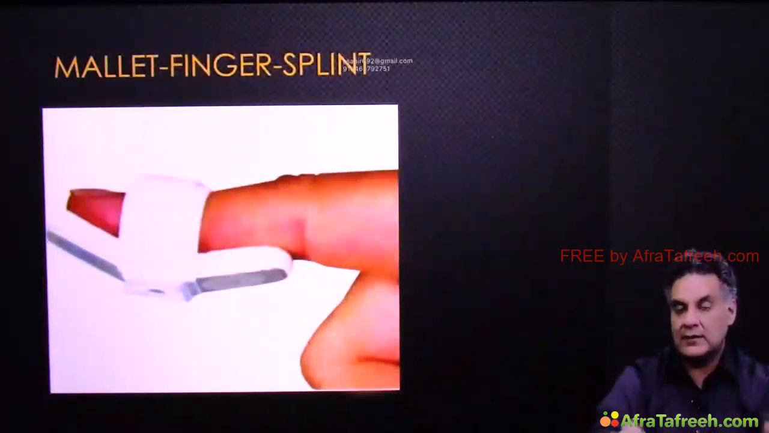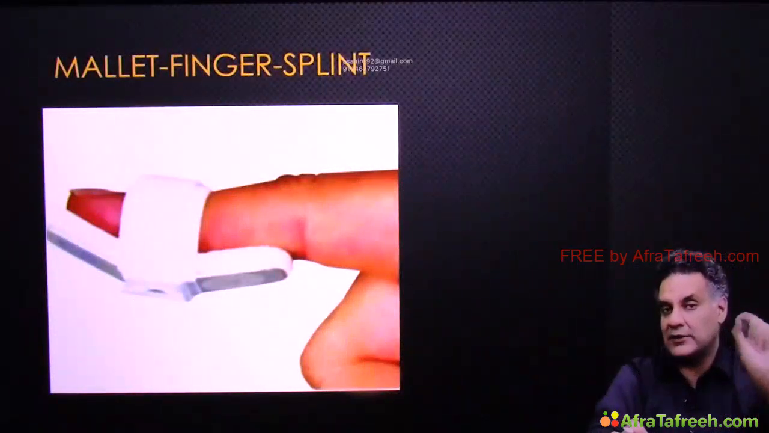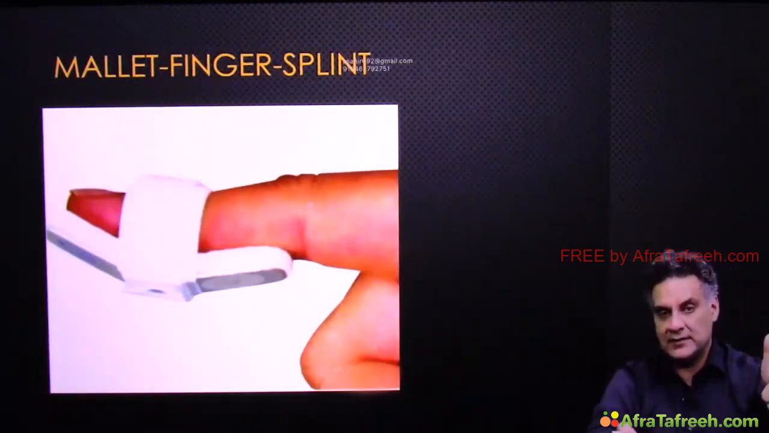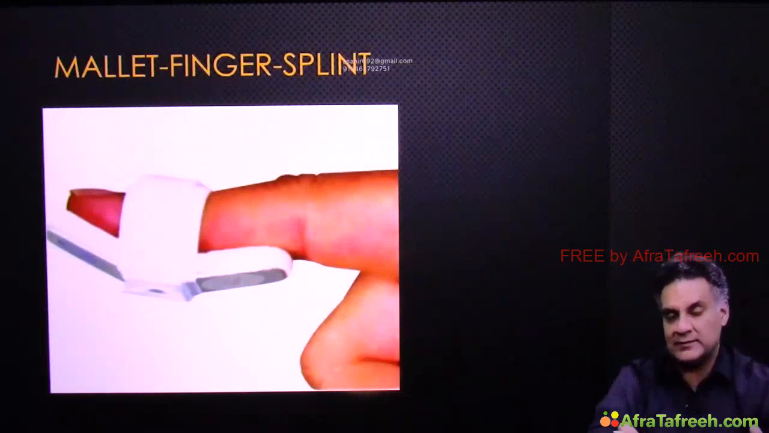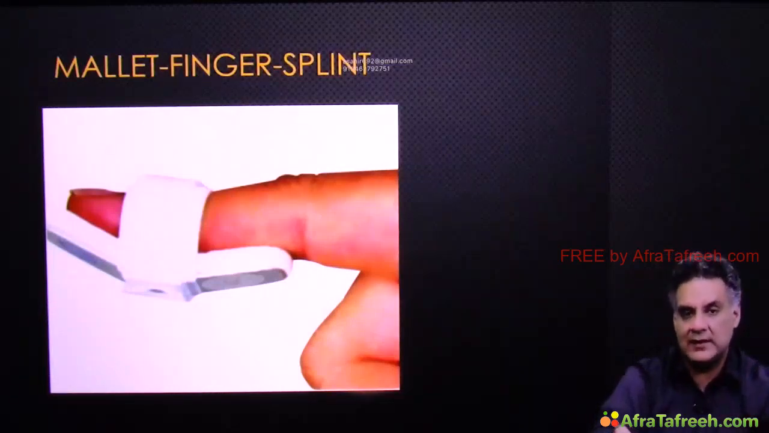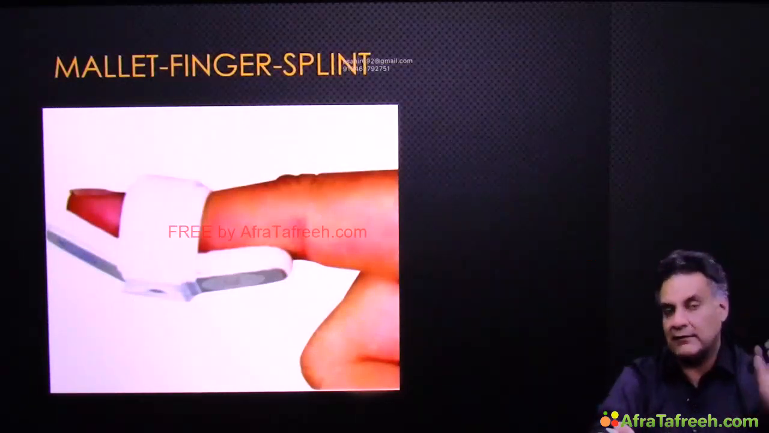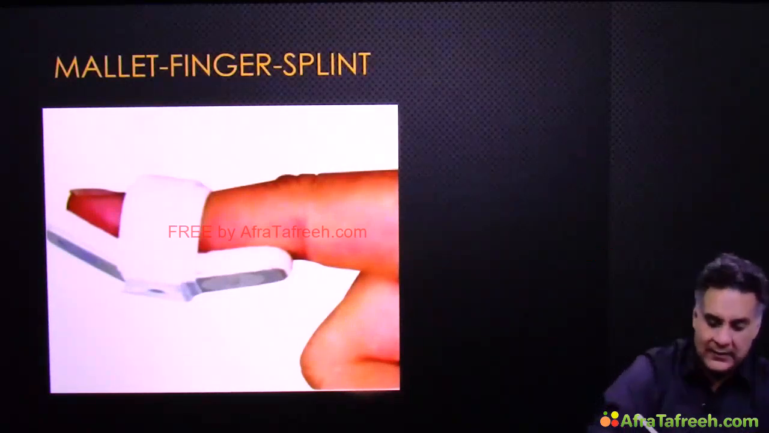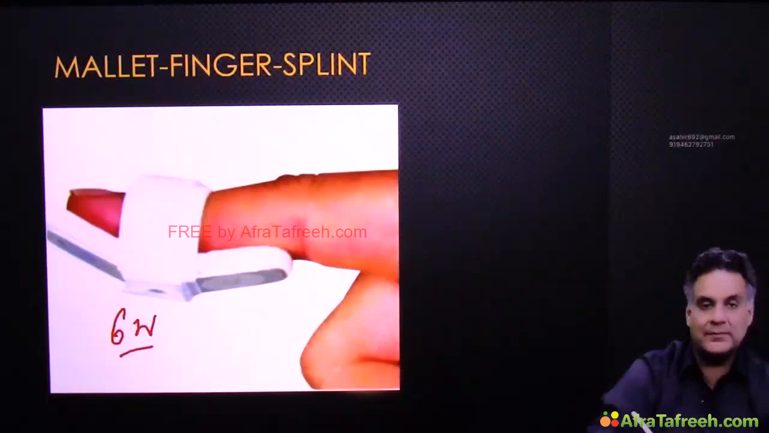Mallet finger. What is a mallet finger? Avulsion of the extensor tendon from the distal phalanx. Gallows traction, one of the commonest MCQs asked. Mallet finger, again one of the commonest MCQs asked. Treatment: mallet splint for a period of 6 weeks.